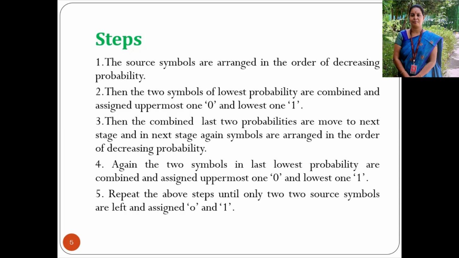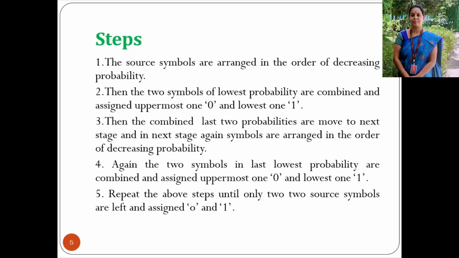Once again, we can summarize. The first step is that source symbols are arranged in decreasing order. After that, we combine the two symbols with the lowest probabilities. Then we assign the uppermost one 0 and the lowermost one 1. After that, these two probabilities are moved to the next stage. In the next stage, the same process is repeated.